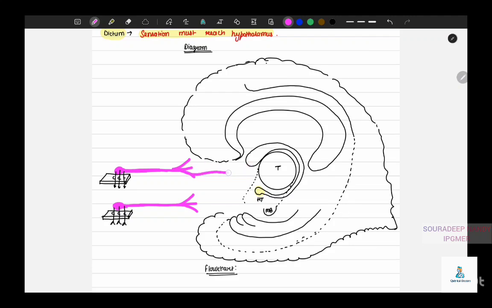Now the medial olfactory stria joins to form the anterior commissure. The lateral olfactory stria, the fiber goes to the primary olfactory area, that is Brodmann area 20.